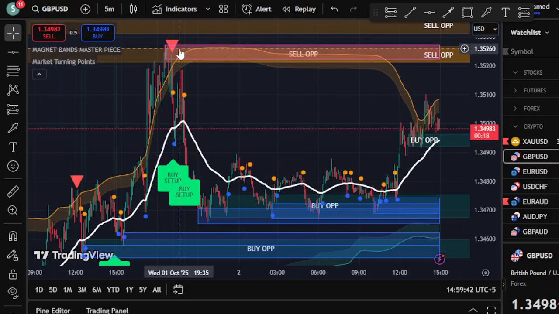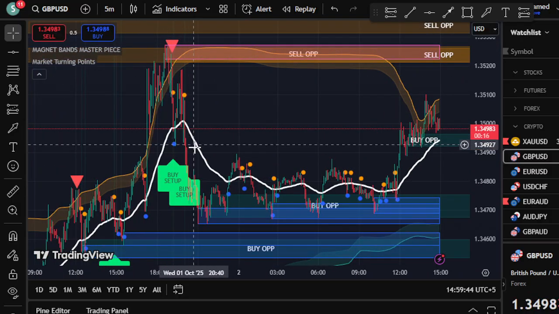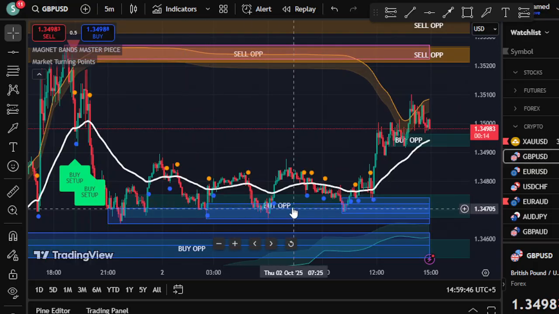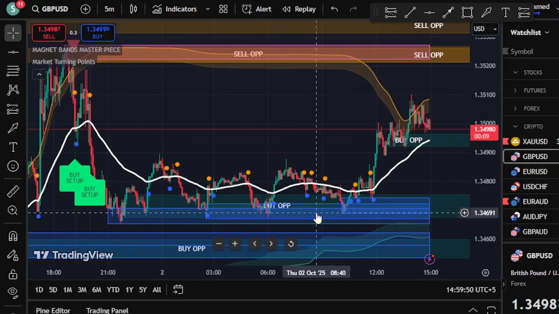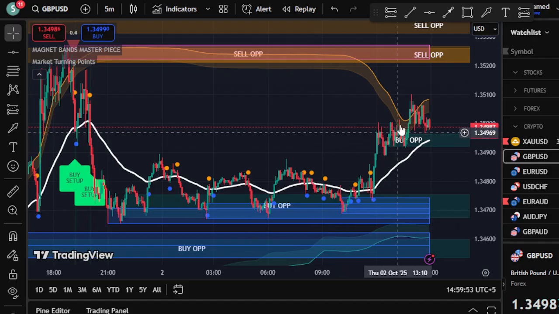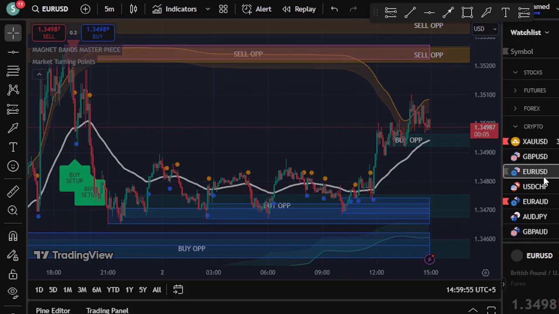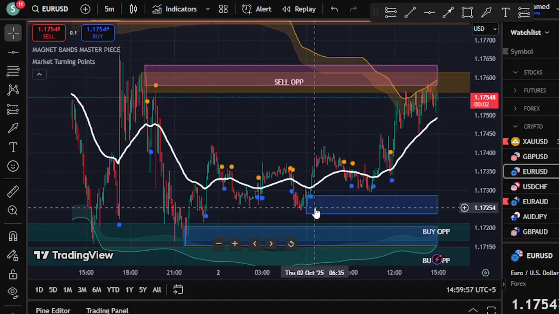For example, here the market is coming from the upper side. It came down and comes at the buy opportunity, and the magnet bands masterpiece indicator has also printed a blue level, and then just look at the right, the price is up. This is the same thing that you will use on all assets.